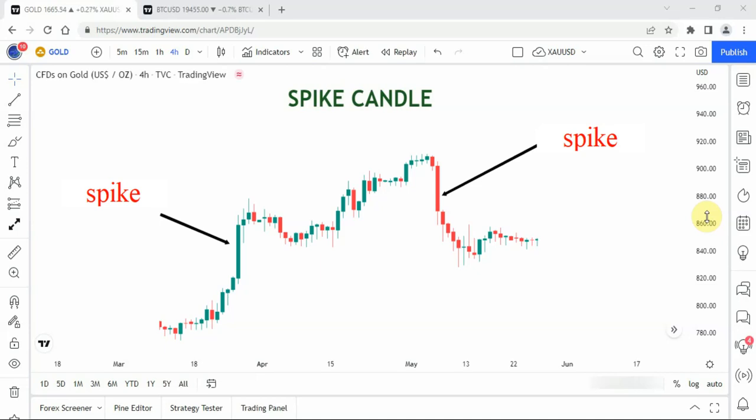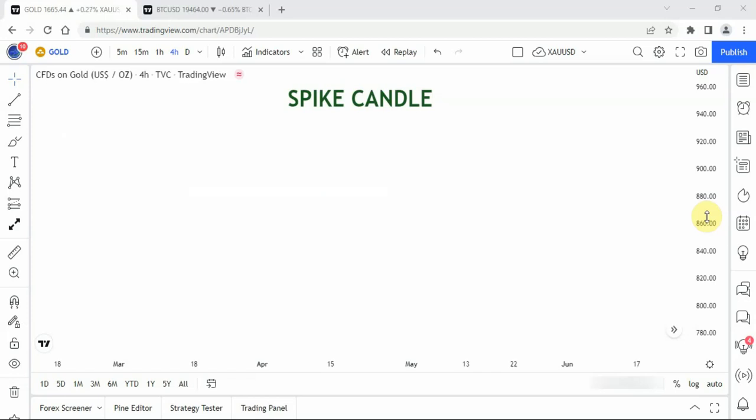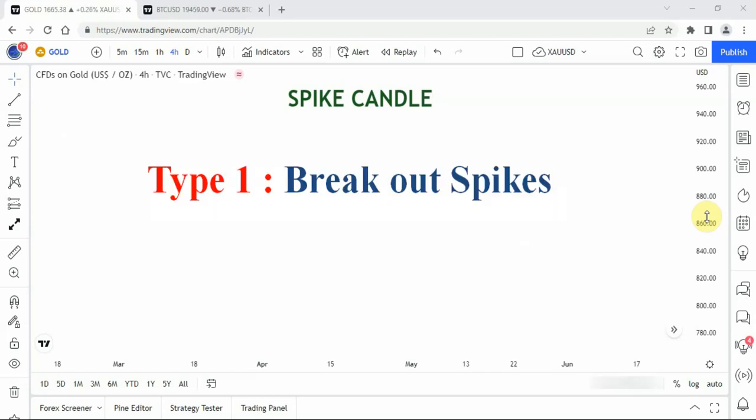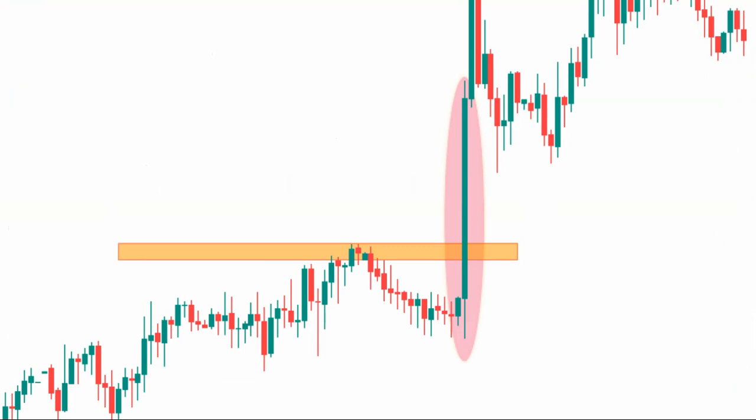But let me clear for you one thing. Spike candle is something like a sharp sword, and on the condition that you do not align yourself on your trades in its expected direction, for sure you will lose money. And for this purpose, I have categorized spikes in two types. Type number 1. Breakout spikes. This kind of spike can be seen near support and resistance zones, where we have supply and demand.